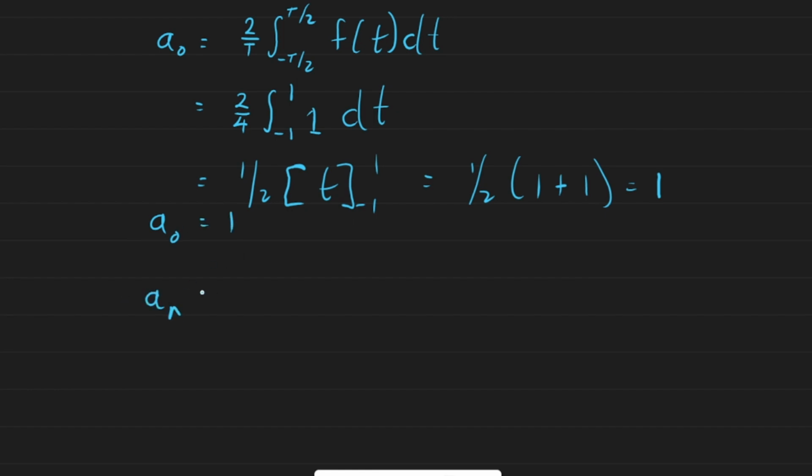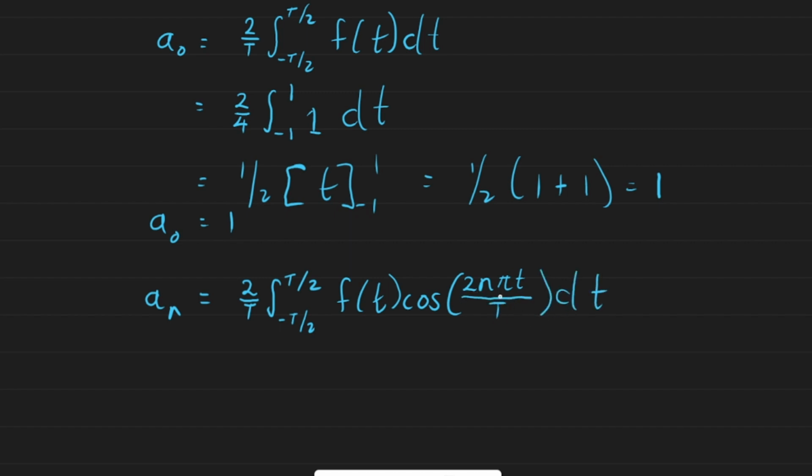Now with an, we can just write it again. So we said that's 2 over T, integral from minus T over 2 to T over 2, and now it's f of t cos of 2n pi t all over capital T. So T is equal to 4. We're going to substitute it there, and we're going to substitute it there as well. So we have a half, and f of t is 1, so that's 1.